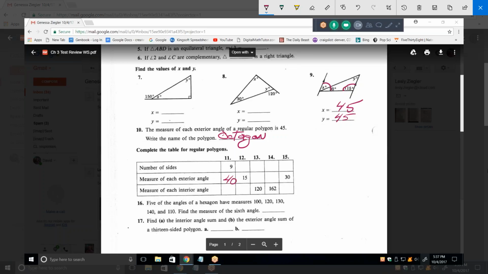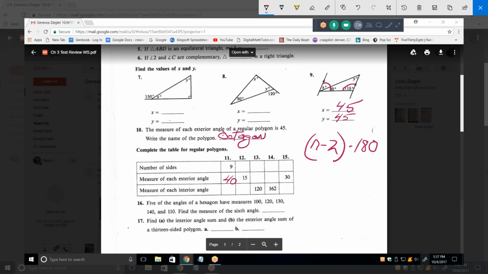And the measure of each interior angle. It's a little harder. Give me the general formula for that. So, a useful general formula to know. In other words, this is the formula for the sum of the interior angles of all polygons, let alone regular ones.